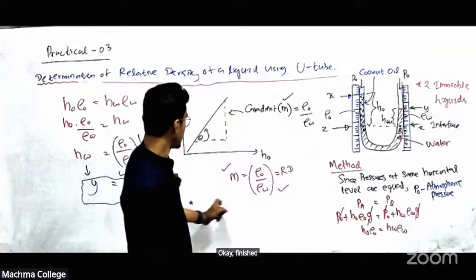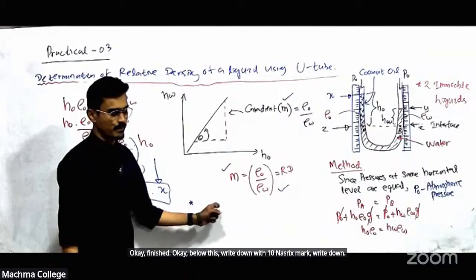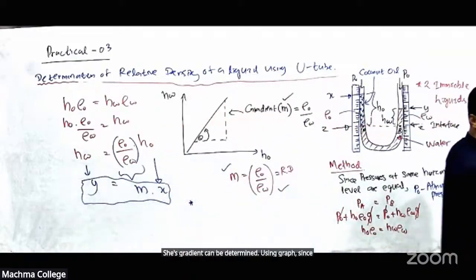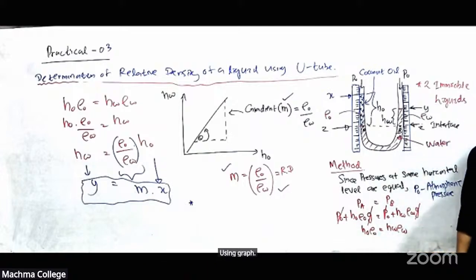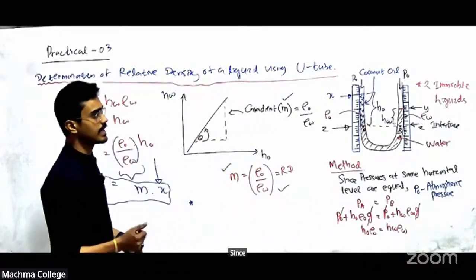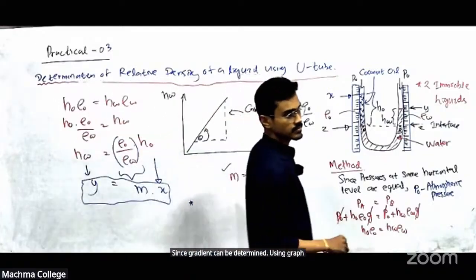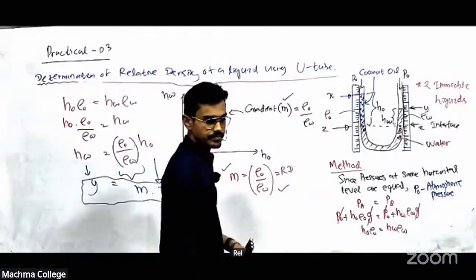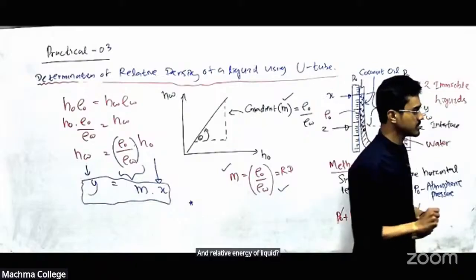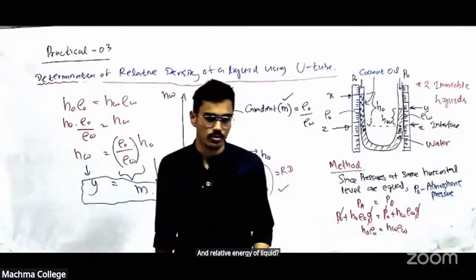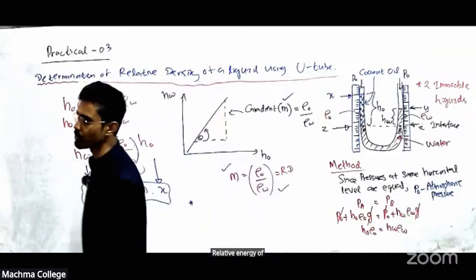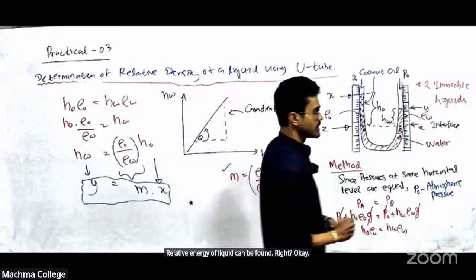Okay, finished? Okay, below this, write down with an asterisk mark: since gradient can be determined using graph, relative density of liquid can be found. Right? Okay. That's it for the method.